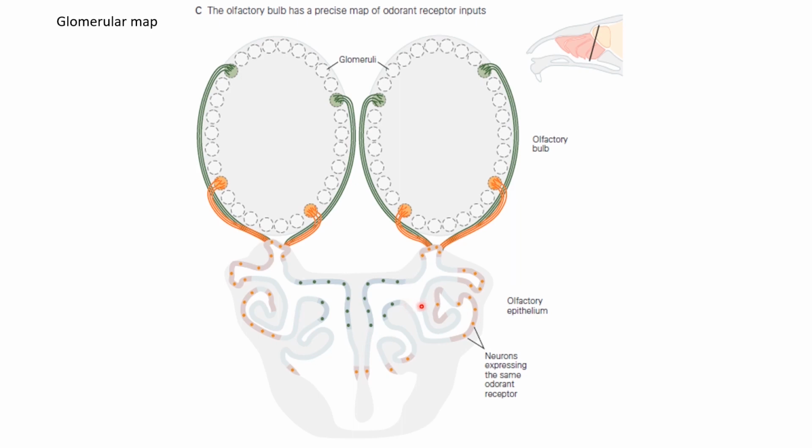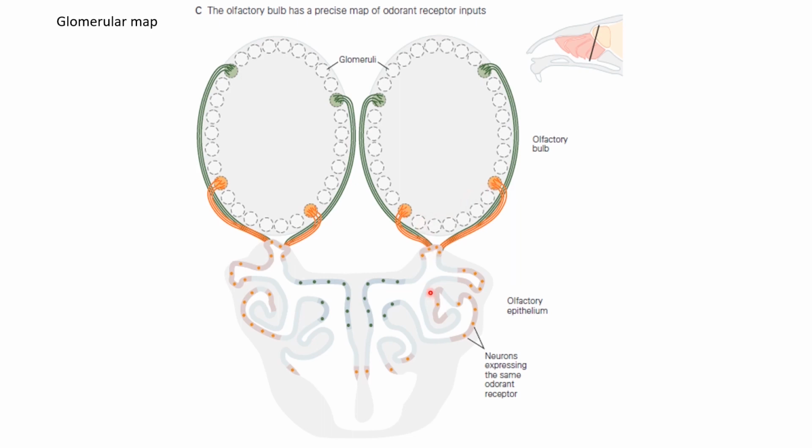Now all the neurons that express the same kind of receptor project to the same regions of the brain. This is the right olfactory bulb connected to the right nose, and this is the left olfactory bulb connected to the left nose. As we saw in the case of insects, the sensory neurons project to well-defined zones in the olfactory bulb, and these zones are the glomeruli. One small difference here is that in the case of most insects, there is one glomerulus for each type of neuron, but in the case of vertebrates, there are two glomeruli within the same olfactory bulb.